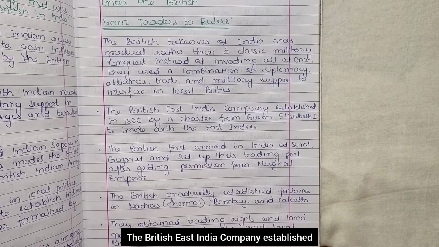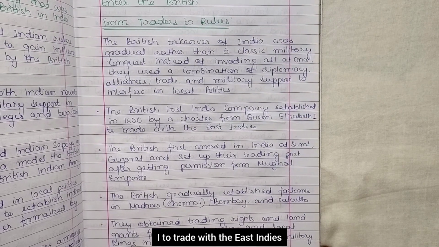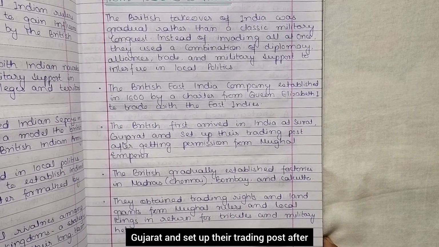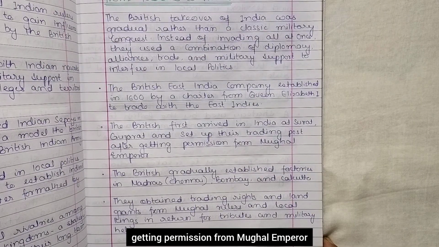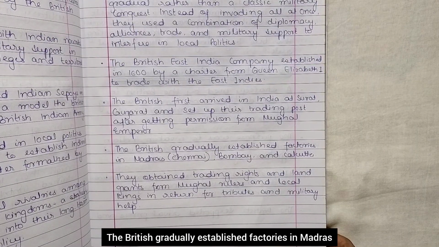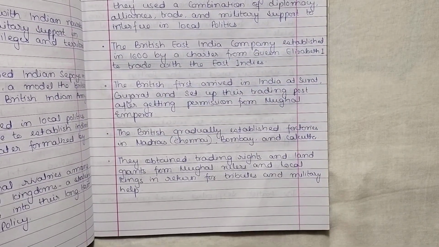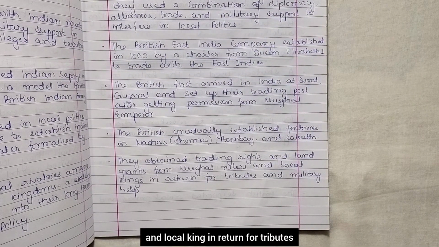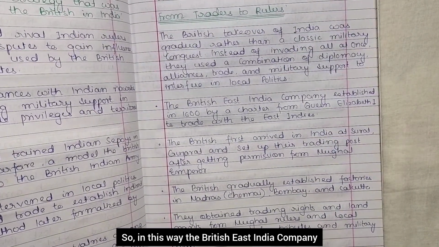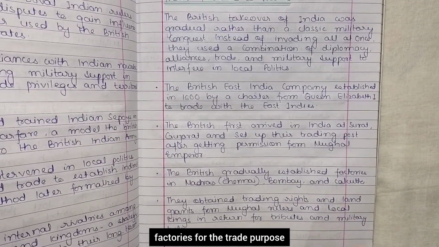The British East India Company was established in 1600 by a charter from Queen Elizabeth I to trade with the East Indies. The British first arrived in India at Surat, Gujarat, and set up their trading post after getting permission from the Mughal Emperor. Jahangir was there at the time. The British gradually established factories in Madras, that is Chennai, Bombay, and Calcutta. They obtained trading rights and land grants from Mughal rulers and local kings in return for tributes and military help. In this way, the British East India Company, established by a charter, gradually established their factories for trade purposes.